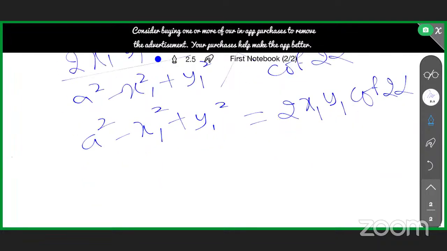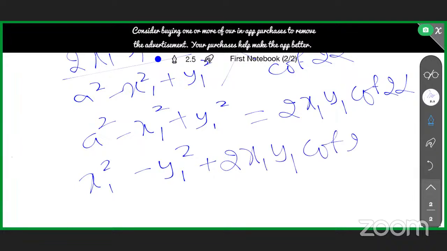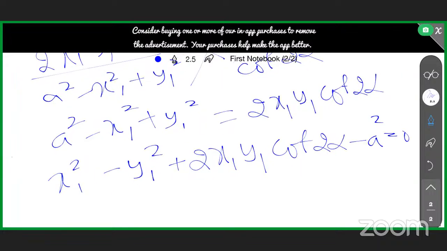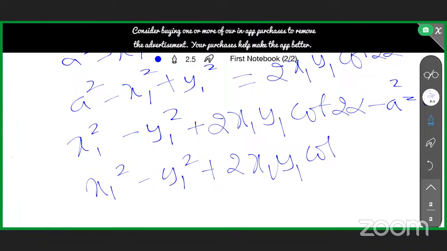I'll send my entire equation to my right hand side. It will become x1 square minus y1 square plus 2x1 y1 cot 2 alpha minus a square is equal to 0. So if I want to simplify this one, the entire equation will become x1 square minus y1 square plus 2x1 y1 cot 2 alpha is equal to a square.